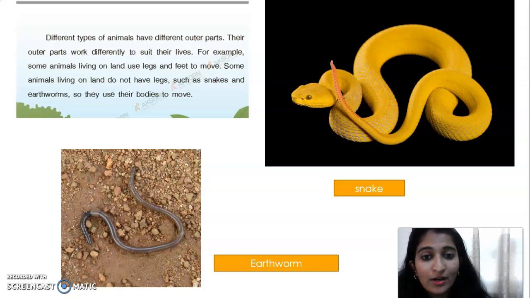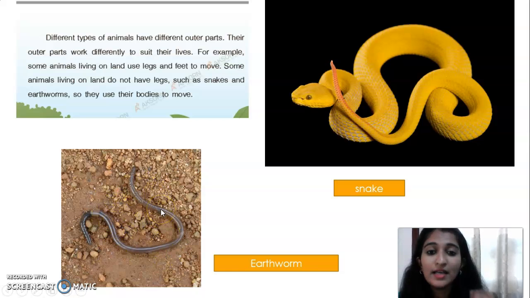Some animals that live on land do not have legs, like the snake or the earthworm. These animals live on land, but they don't have legs. The earthworm and the snake use their body to move. Got it?